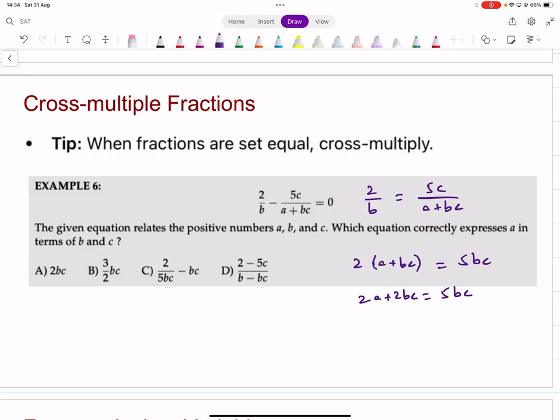What do we do next? We can take bc to the other side, and that gives us 5 minus 2, which is 3bc. 2a equals 3bc. You need to make a the subject. 2 se divide kar dein on the other side, and that gives you 3 over 2 times bc. Is that an option? Is there an option like that? Yeah. Option B. Yes, then.